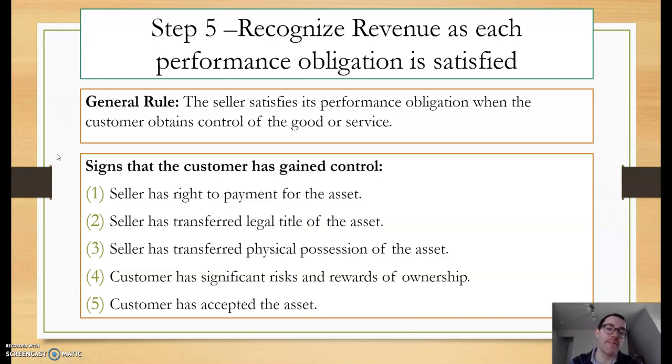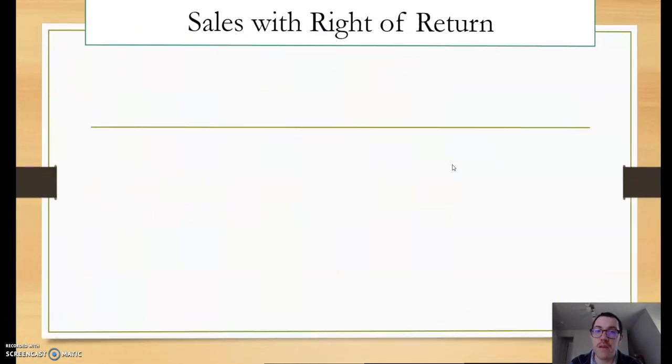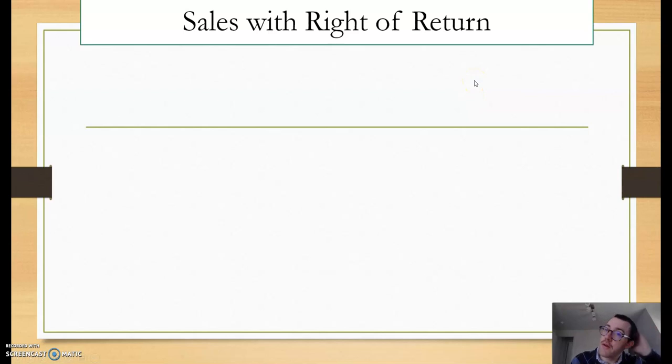This is why giving someone goods on consignment is not a sale, because if they cannot sell them, they can give them back to you. So they are not bearing the risks of ownership there. The customer has accepted the asset. Those are all signs that the customer has gained control. A special case here we want to talk about is sales with the right of return.